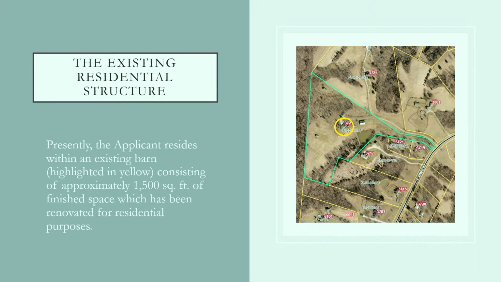Again, we talked a little bit about where the existing residential structure is, and I've gone ahead and put it on the map so we can see it from that perspective. Presently, the applicant, Mrs. Jenkins, resides within an existing barn, highlighted in yellow on the screen, consisting of approximately 1,500 feet. We'll go ahead and use the PVA amount, 1,600 feet, because that's what we've heard already today. So let's assume 1,600 feet of finished space, which has been renovated for residential purposes.